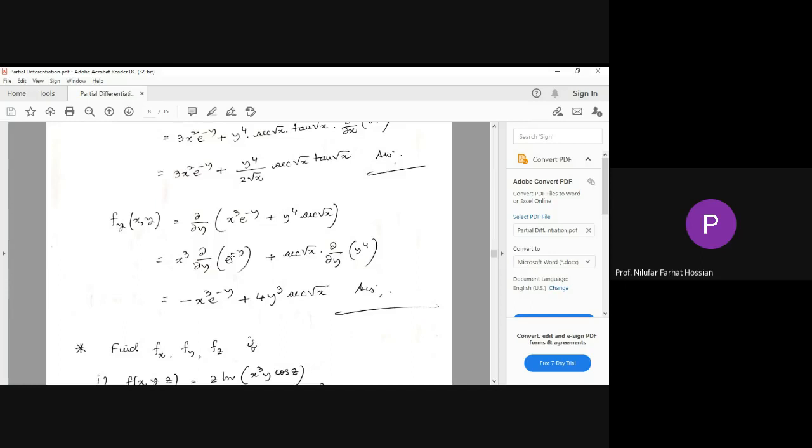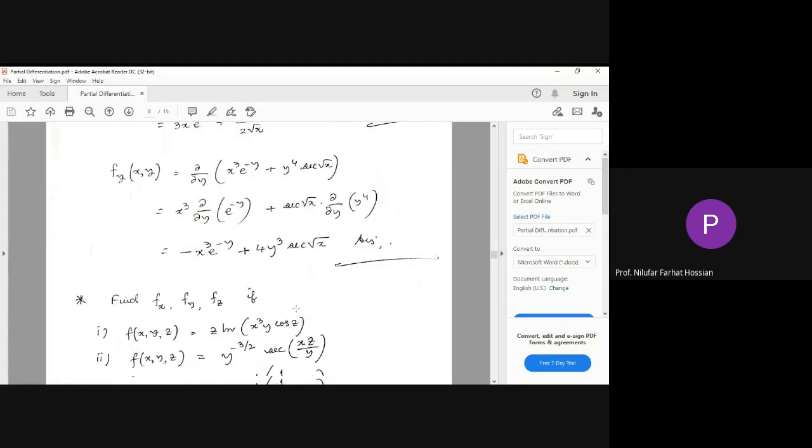What is the d dy of e to the power minus y? It should be minus e to the power minus y. So there should be a minus sign here, minus x cube into e to the power minus y. Here there should be sec root over x, and here it will be 4y cube. Okay, so that's all. This is the result.